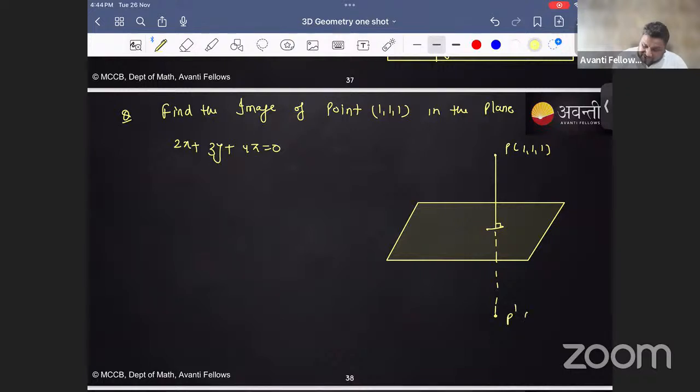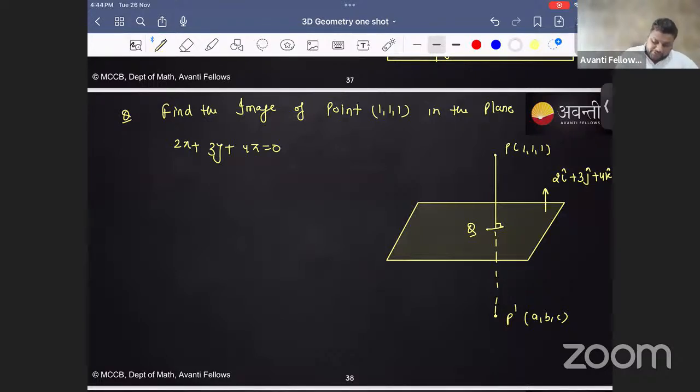Let us assume it is (A, B, C). Now plane is given to me. Its normal is 2i cap plus 3j cap plus 4k cap. Let us assume this is the point Q, which is the foot of altitude from P on the plane. So how do we find the image with this information? You have a point and you have the equation of a plane.